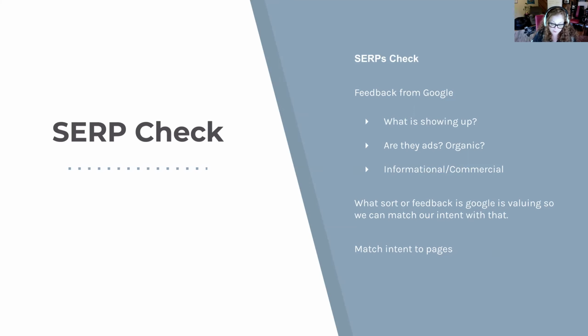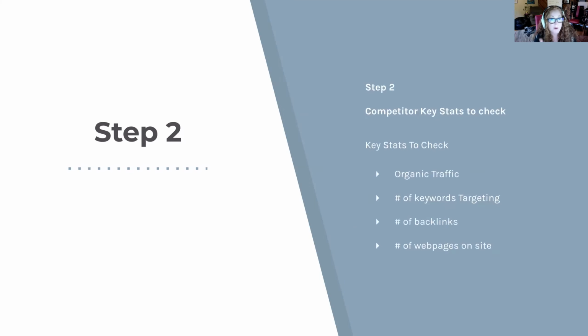So we definitely want to think about search intent, and we remember there's informational, navigational, and transactional. Those are the main types of intent we're looking at, right? And by looking at the search engine results pages, they'll tell us a lot about what other people are doing. So we want to check organic traffic if we can. We're going to try to check the keywords targeting, the number of backlinks, and the web pages on a site.